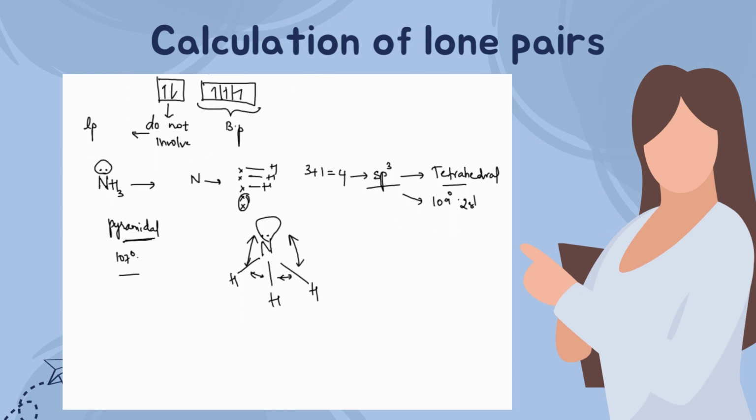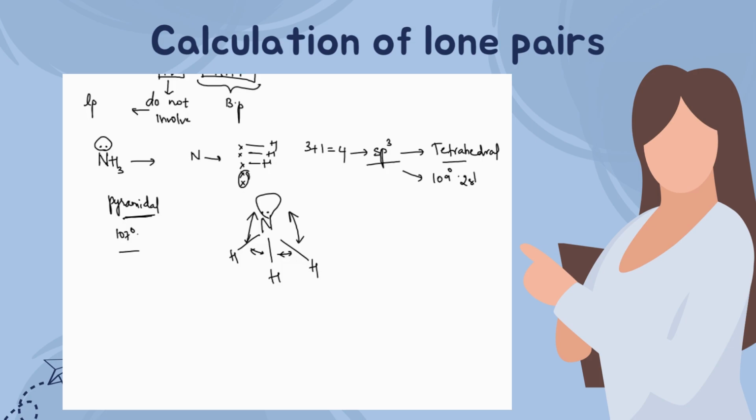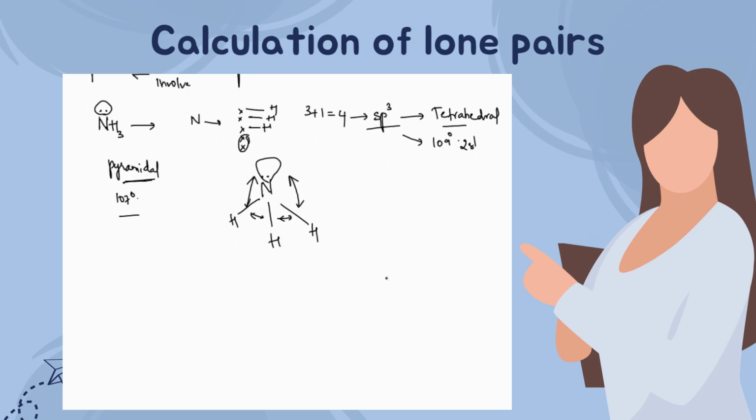So as we have seen the definition and the importance of lone pairs, let us now look at how to calculate lone pairs with a formula. The number of lone pairs in a given molecule can be calculated by group number G minus the sum of sigma plus pi bonds, divided by 2. What is the formula? Number of lone pairs is equal to group number minus sigma plus pi, divided by 2.